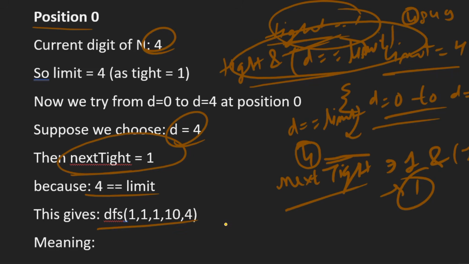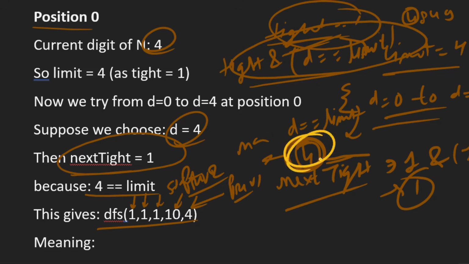So now we call dfs of position 1, next tight is 1, started is 1 because we have chosen a non-zero digit, so started is equal to 1. Previous two is still 10, but previous one is equal to 4 because this is our previous one.